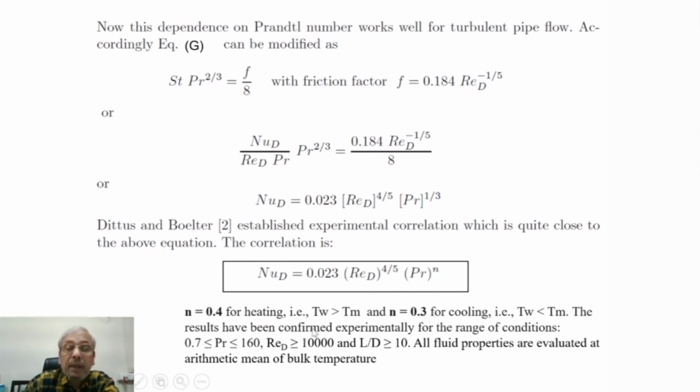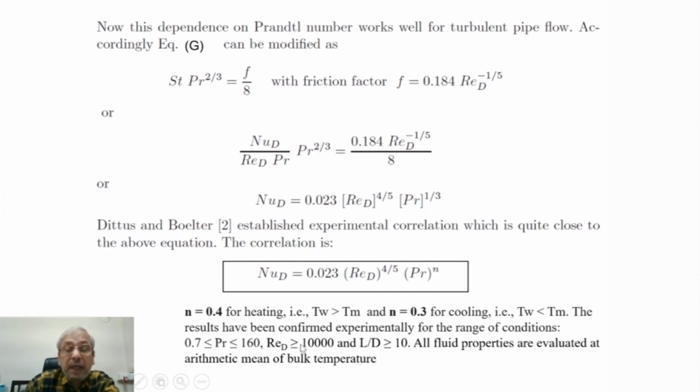The results have been confirmed experimentally for the range of conditions. We can see the wide range of Prandtl number between 0.7 and 160. So that means oils, etc., all fall in this category. And usual gases, the liquid, water and any other liquid that we come across up to the oils. So over a wide range it is valid.